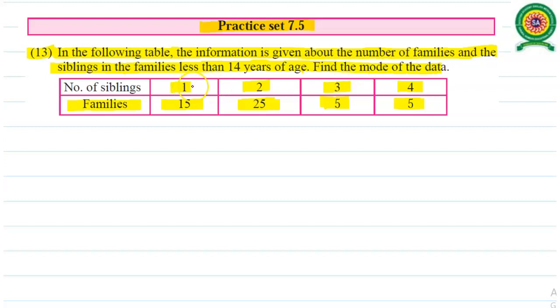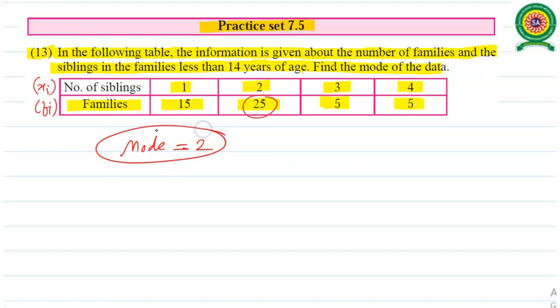Among the observations 1, 2, 3 and 4, which observation is repeated the most number of times? Those are the values of xi, ultimately the number of siblings, and fi means the frequency, the number of families. So 25 is the greatest number among 15, 25, 5 and 5. So here 2 is repeated, that means the number of siblings is 2 in how many families? 25 families, and 25 is the maximum number over here, that means 2 is repeated 25 times. So the mode of the given data, the maximum number of times repeated observation, is 2, so the mode is 2.